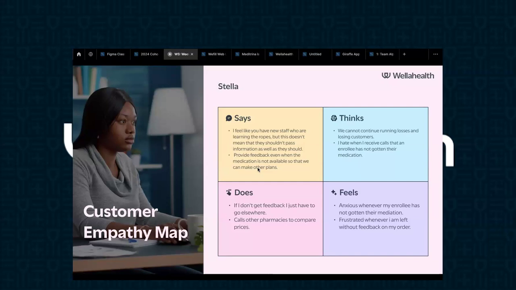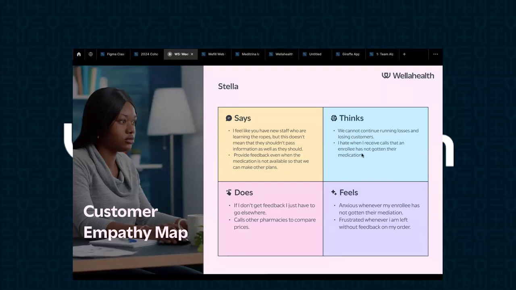So from them, they are saying that is a frustration for them, because they want to get feedback even when you are unable to solve that problem, so that they can know whether to make alternative plans. Yes, so that's what they are saying. Now, what are they thinking? They are saying we cannot continue running losses and losing customers, because they are also a business. And if they don't solve their problems, they stand the risk of running losses and losing customers.